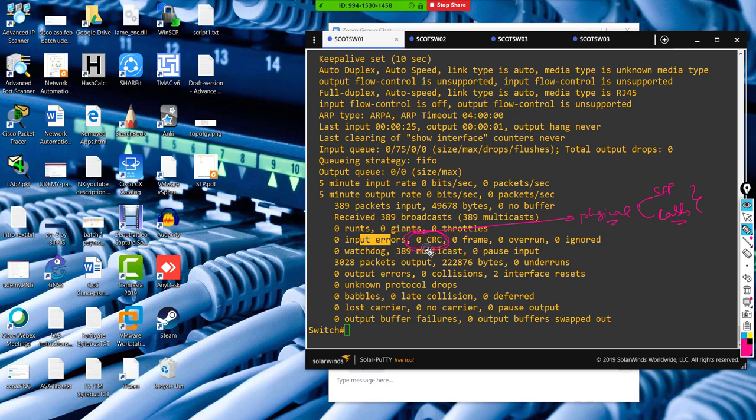Okay, so this is something which we do when we see a CRC issue. So even in your case, if you see CRC increasing, you can ask your field engineer to either replace the SFP or cables and then give a test. Okay, so it's a physical layer issue.